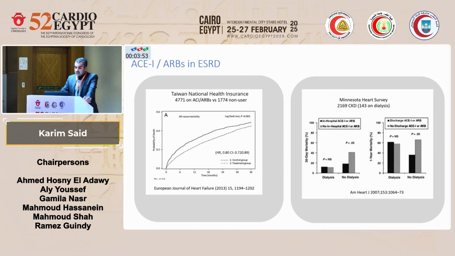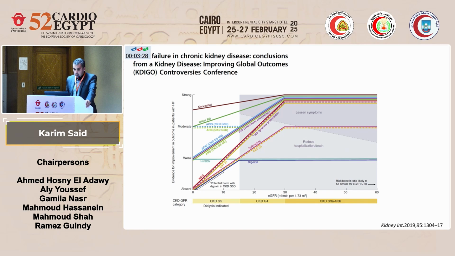The evidence for ACE inhibitors and ARBs is conflicting. To the left side, we have data from Taiwan that showed a 20% relative risk reduction in mortality in dialysis patients with heart failure when they are using ACE inhibitors or ARBs. On the right side, from the Minnesota Heart Survey trial, these drugs did not show benefit among patients on dialysis.